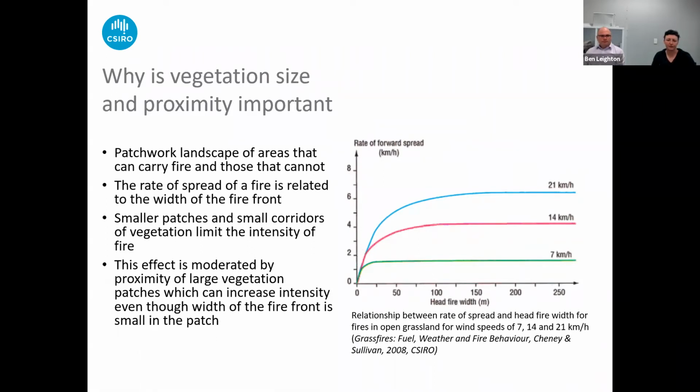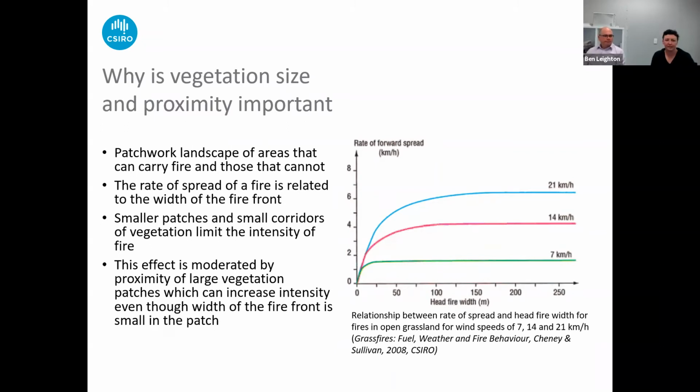So this is for a variety of wind speeds in grass fire, and we can see that there's a decline in the head fire width and therefore the rate of spread for smaller patches of corridor, smaller patches that have a constrained head fire width. I hope I've explained that properly.